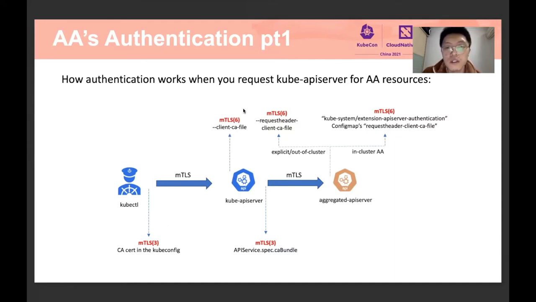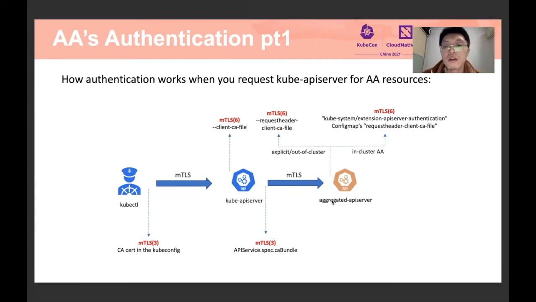This is rather simple, however, let's take a look at the authentication where the mutual TLS happens between the Kube API server and the aggregated API server. The Kube API server is the client when proxying the request to the AA servers. So the client verification happens when the AA server returns the server certificate back to the Kube API server. So the Kube API server will check whether the server certificate of the AA server is signed by the CA bundles specified in this API service.